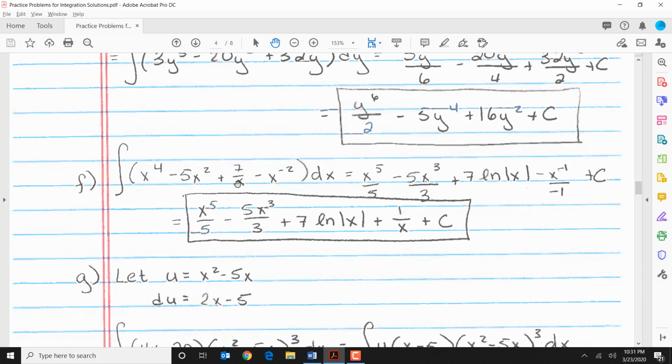Keep in mind, when you have an x by itself with no exponent in the denominator, you can't bring it up and give it a negative exponent. It's not going to work, right? That would give you a 0 in the denominator. That's your natural log. Then I used my power rule and sum and difference rule to come up with this antiderivative here, which said that the indefinite integral of what I started with was x to the 5th over 5 minus 5x to the 3rd over 3 plus 7 times the natural log of the absolute value of x plus 1 over x, and of course, our constant of integration plus c.